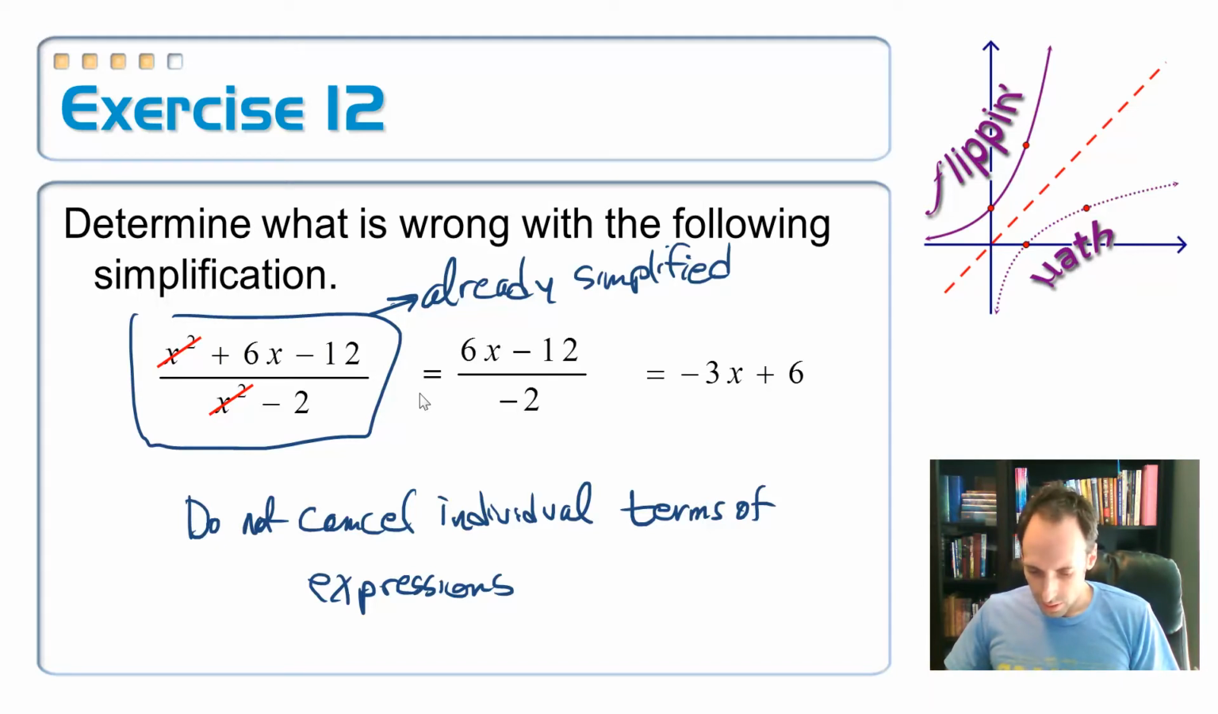Okay, so stop here and then see you in the next video when we actually do some multiplying and dividing.